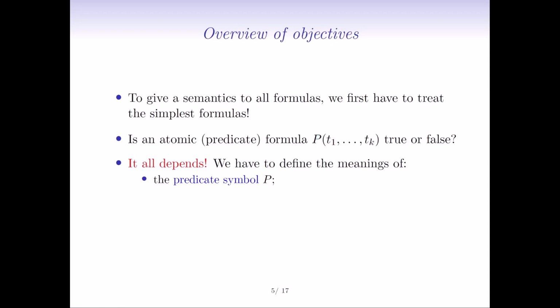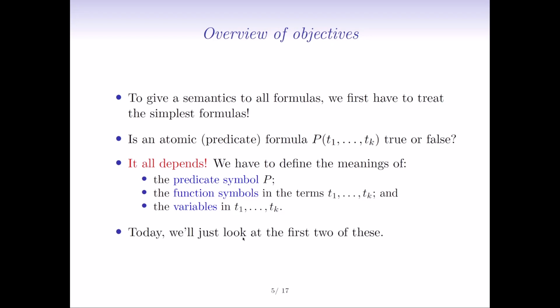Now remember that the terms are constructed from function symbols and variables, and so we have to define what is meant by all of the function symbols in the terms, and also by all the variables occurring in the terms as well. Now, even when the predicate symbol and the function symbols are fixed in terms of their meanings, the variables are still supposed to be variable. Today we're just going to concentrate on the idea of fixing the meaning of the predicates and functions occurring in a first order language.